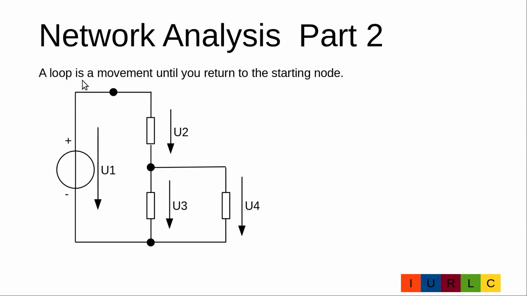The definition of a loop is a movement until we return to the starting node. A node is an electrical connection with 0 ohm electrical resistance. It has the same electrical potential or the same electrical voltage. Here another one, and here a third node.